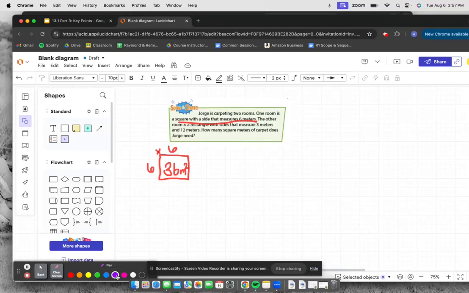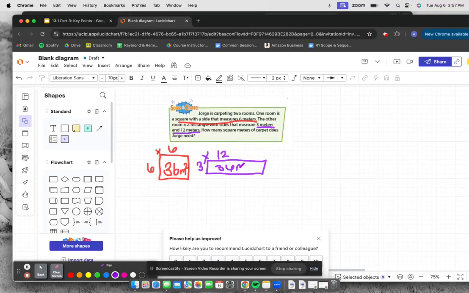All right. I also know he has another room and the sides measure 3 meters and 12 meters. So I can draw that as well. Here's 3 and here is 12. And I can calculate the area the same way. Length times width, and that will give me, again, 36 meters squared.